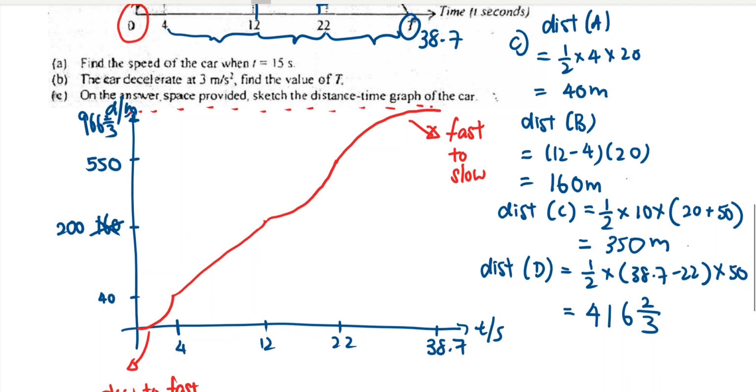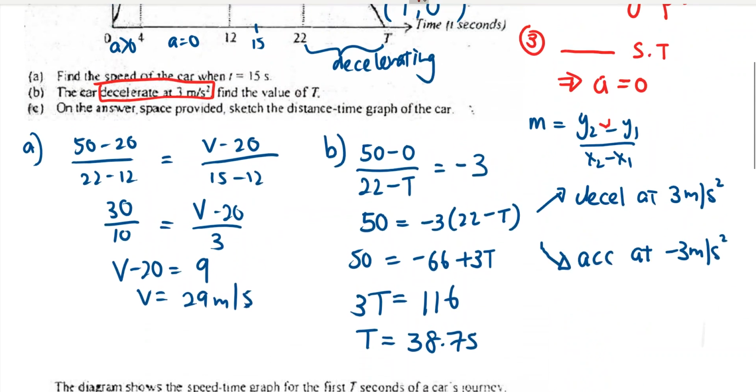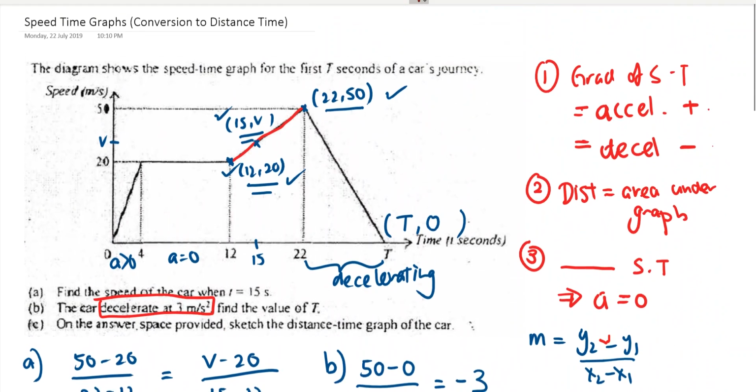So remember the two things. Fast to slow is a curve going upwards. This is fast to slow, and sorry, this is slow to fast, and this is slow to fast, and the last part is where this is fast to slow. It will travel more distance in a shorter time, and then it gradually slows down. And this covers the two kinds of hardest question in speed time graph.